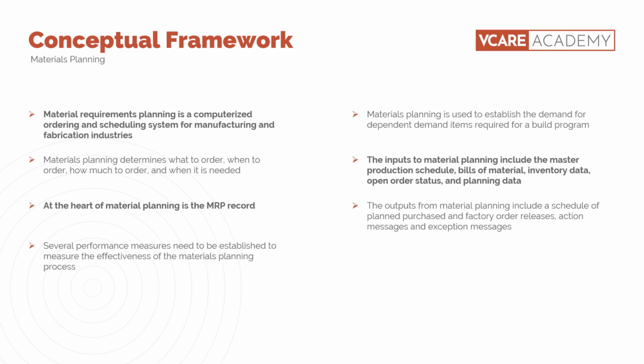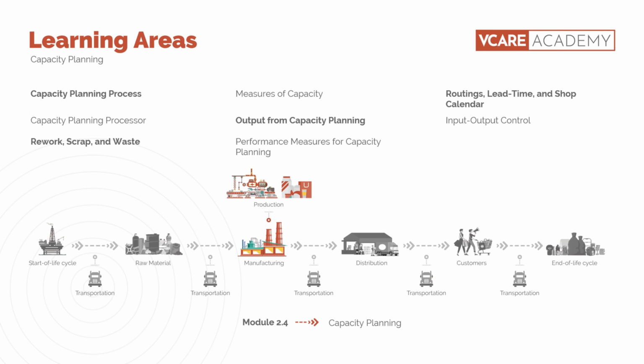We also get action messages and exception messages as well. And lastly, several performance measures need to be established to measure the effectiveness of the materials planning process. Module 2.4, capacity planning. We'll then be talking about the capacity planning process and the different measures of capacity.